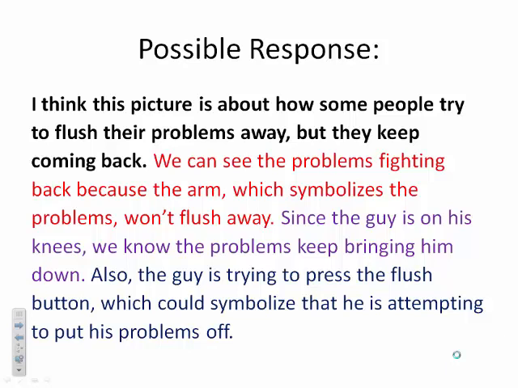A second supporting detail, since the guy is on his knees, we know the problems keep bringing him down. Okay, so being on his knees is deeper than just being on his knees. It's actually like bringing somebody down in life. Also, the guy is trying to press the flush button, which could symbolize that he is attempting to put his problems off or push his problems away or get rid of his problems. So this is a really short written response. You can actually write a whole essay that is an analysis essay.